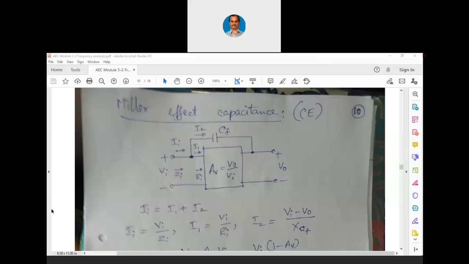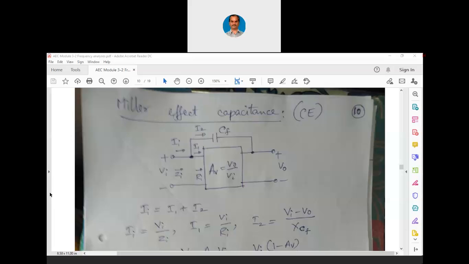II can be written as I1 plus I2. Now, II is Vi by Zi, I1 is Vi by Ri. Now, what is the difference between Zi and Ri? Zi is the total input impedance considering the feedback capacitance, that is between base and collector, whereas Ri is the input resistance of the only amplifier. So that way we can write II is Vi by Zi and I1 is Vi by Ri.